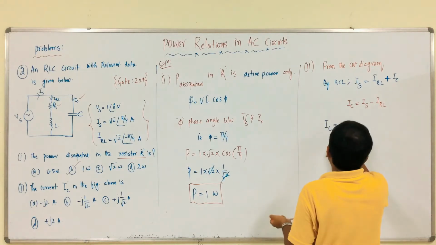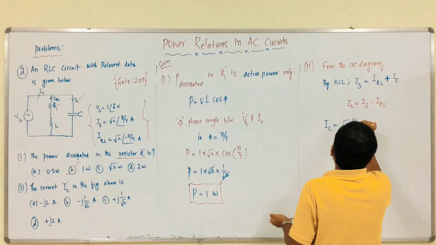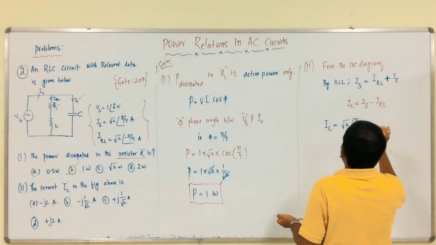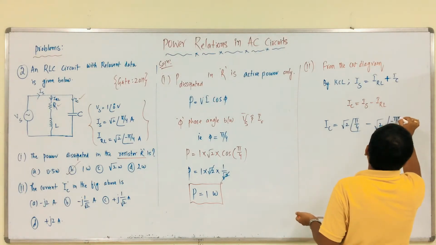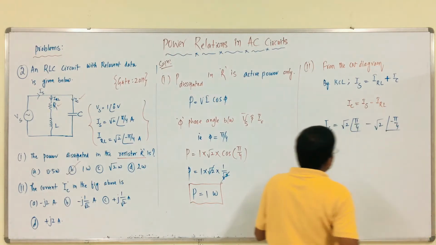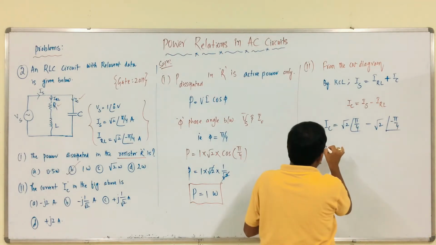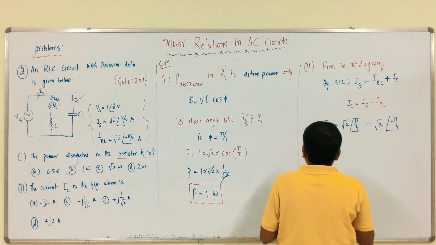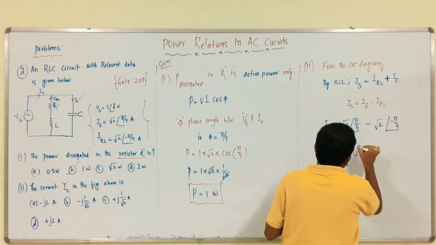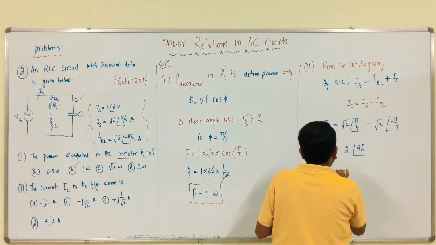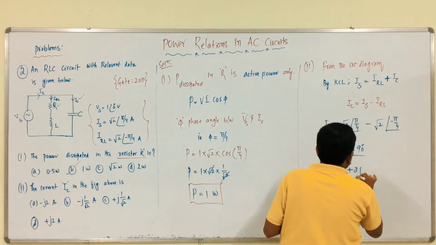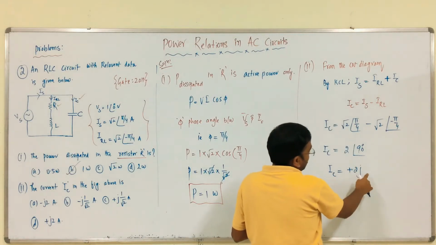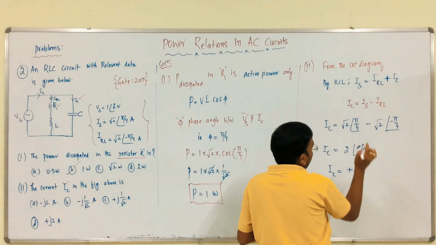He gave the data: IS is root 2 at an angle pi by 4, minus IRL, which is root 2 at an angle minus pi by 4. These two are in polar form. After converting, we get 2 at an angle 90 degrees. Therefore, 2 at an angle 90 degrees means plus 2j. So the answer is plus 2j amperes.